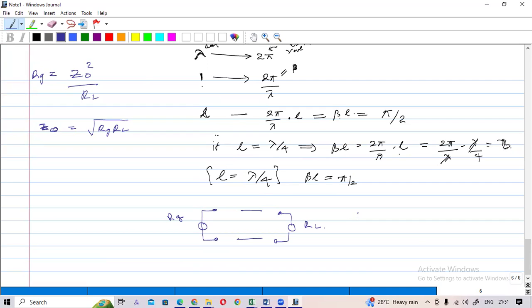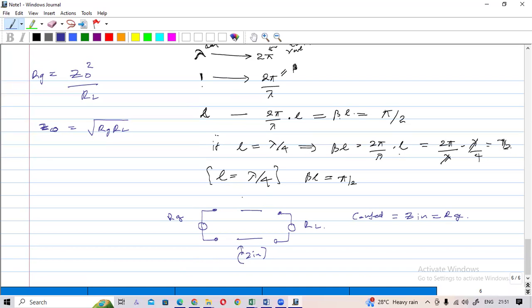Okay, conjugate matching gives the maximum power transfer at the conjugate. You need Z in to equal the conjugate of Rg. That means Z in should be equal to Rg.